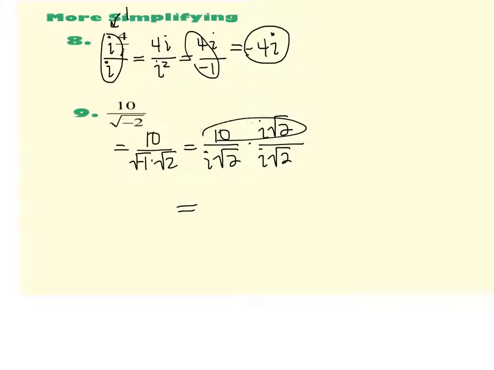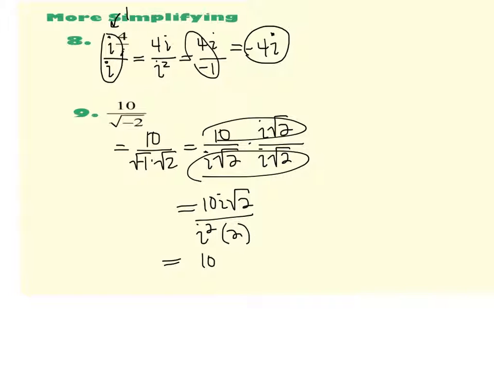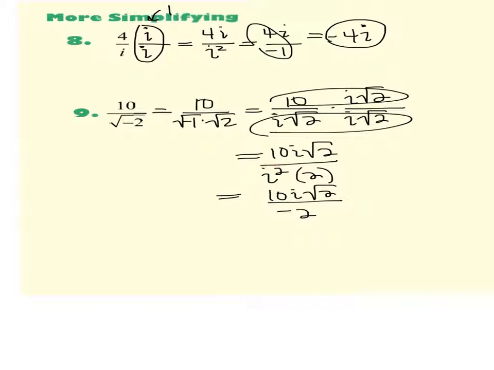So when I multiply straight across here, I'm just going to get 10i root 2. And then when I multiply the denominators, i times i is i squared, and root 2 times root 2 is just 2. So in the denominator, what I really have is just negative 2, because i squared is negative 1. Finally, I can reduce 10 and negative 2 and just get negative 5i root 2.